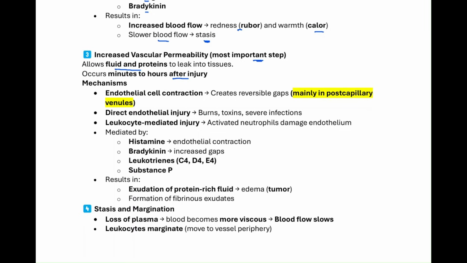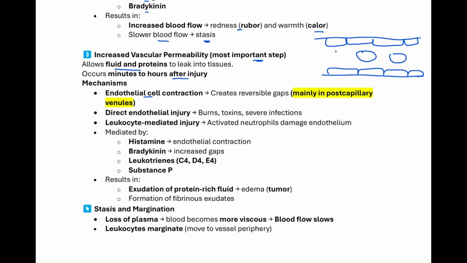So let's see what processes make the capillary permeable. The first one is endothelial cell contraction. When you look at the blood vessel, we have the endothelial cells lining those blood vessels, and inside those blood vessels we have our white blood cells, and inside the plasma we also have those proteins. The endothelial cell is going to contract.